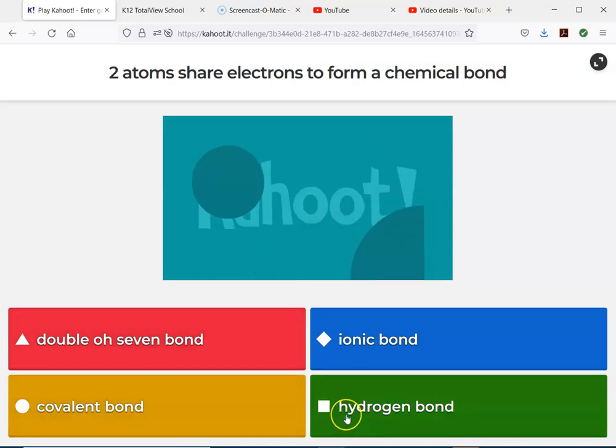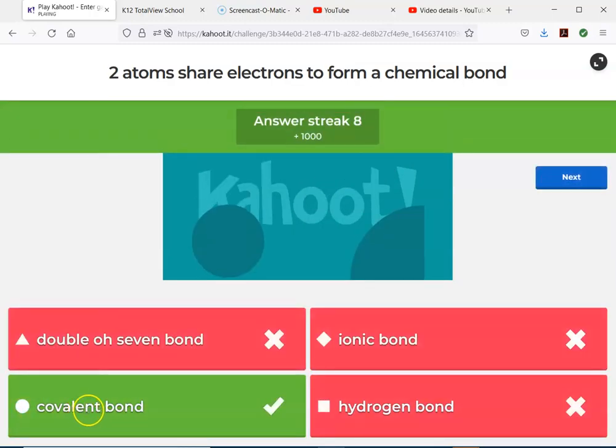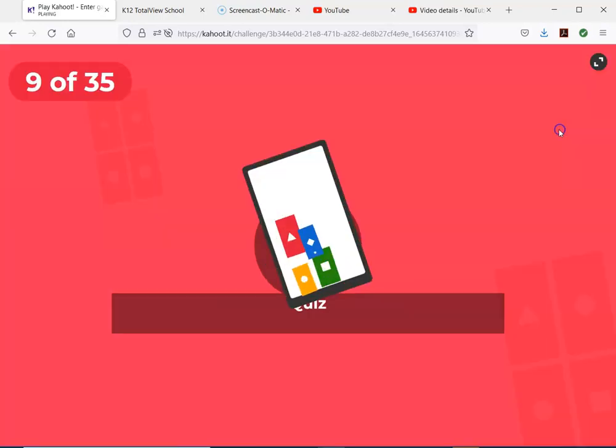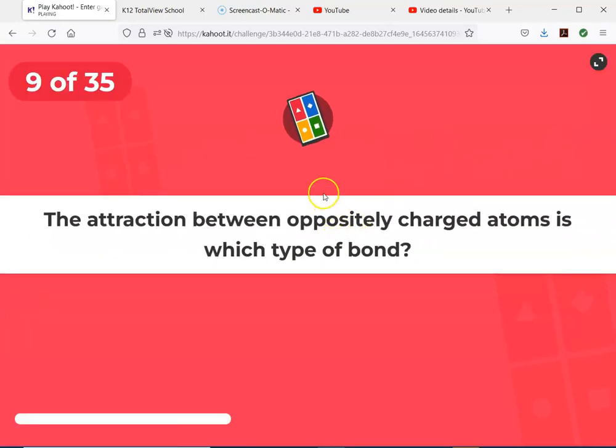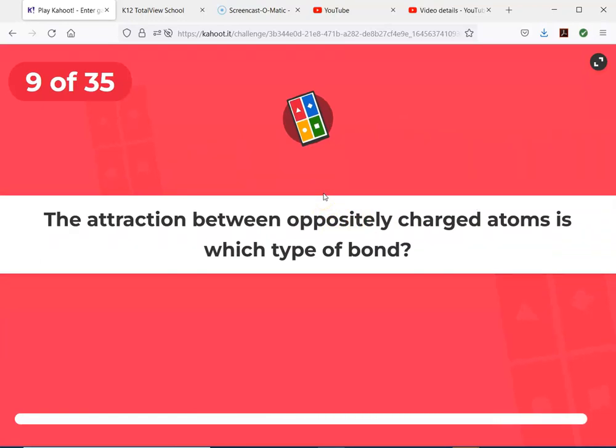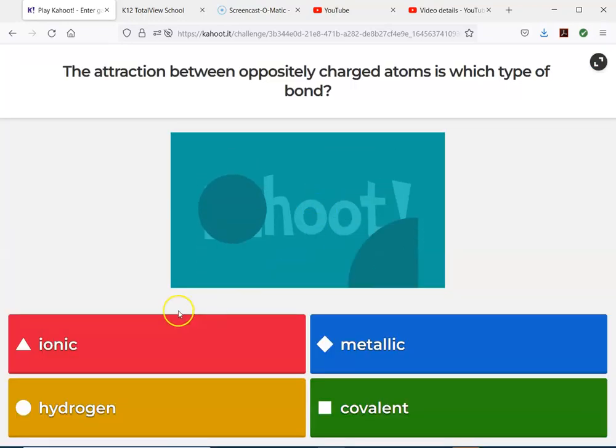All right. Hydrogen bonds are not actually sharing anything. It's an attraction of those positives and negatives, more similar to an ionic bond. But the covalent bond, by definition, is sharing electrons, like in water, where the oxygen shares electrons with hydrogen, or in oxygen gas, where one oxygen shares electrons with another oxygen. All right. I must be doing pretty well. The attraction between oppositely charged atoms is which type of bond?